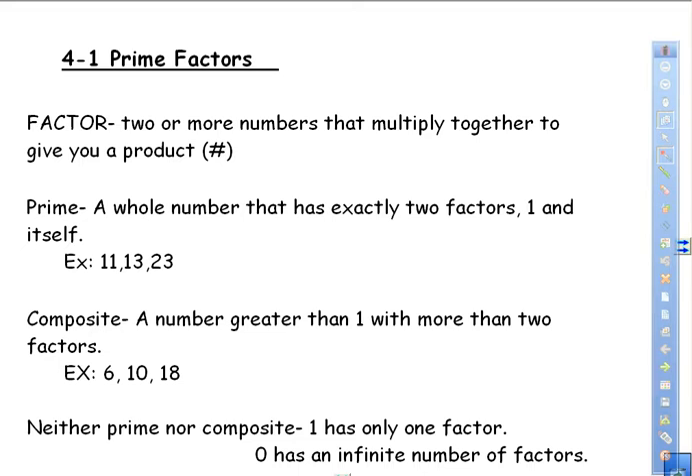All right, so now it says factor. That is two or more numbers that multiply together to give you a product, that number, the answer to that. For example, 2 times 3 equals 6. The factors of 6 are 2 and 3.